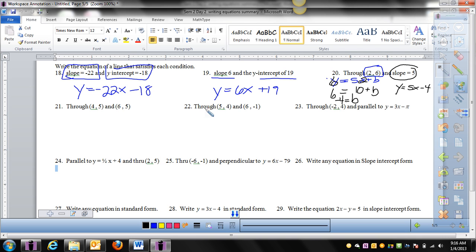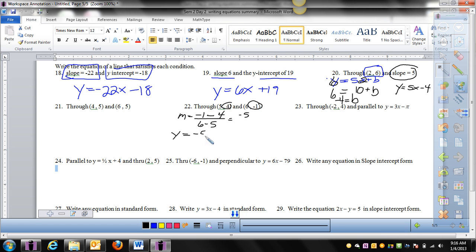So it's through 5, 4, and 6, negative 1. So you're like, oh crap, they don't even give me the slope or the m. I have to find that. So here we go. I'm going to start by finding the slope the long way with the slope formula. Y sub 2 minus y sub 1. So I took, that minus that, over 6 minus 5. Okay, so if I do the math, that's negative 5 on top, that's a 1 on the bottom. Negative 5 over 1, which is just negative 5. And I'm going to start there.